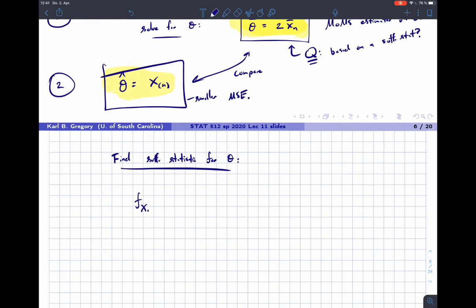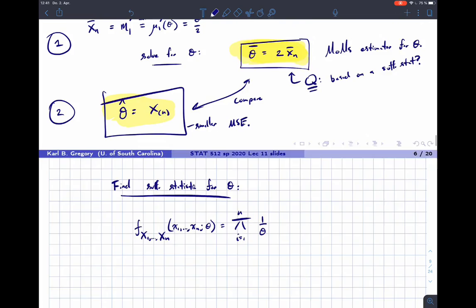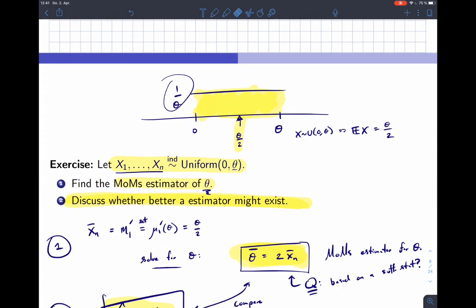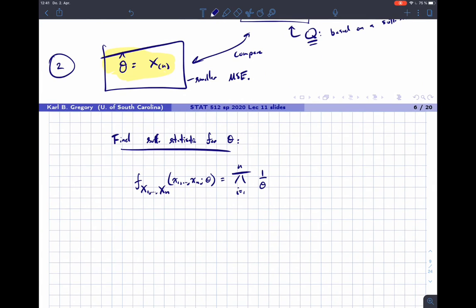To do that, we have to write down the joint PDF of the random variables in the sample. So that's going to be the product of 1 over theta, so the density is given by 1 over theta. And then let's put these indicator functions here to remind us that the support of xi is 0 to theta. So we're going to get 1 over theta to the power n times this product of indicator functions.